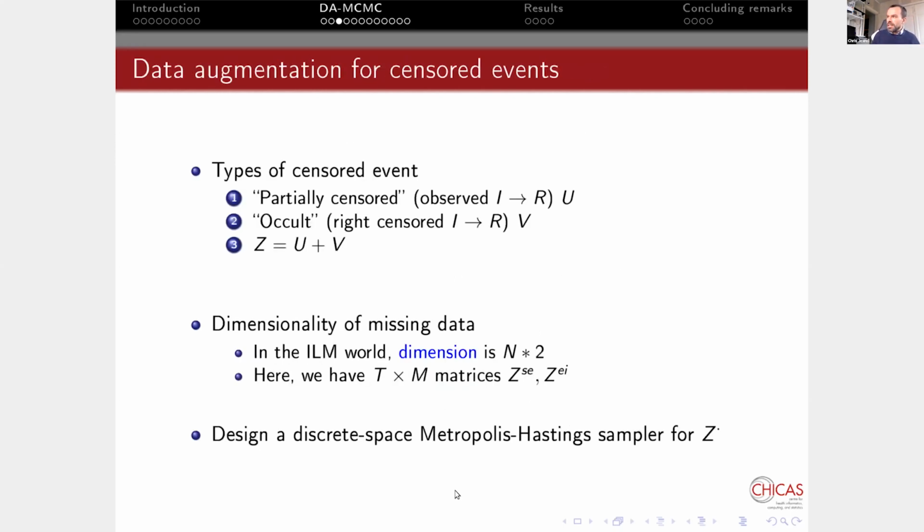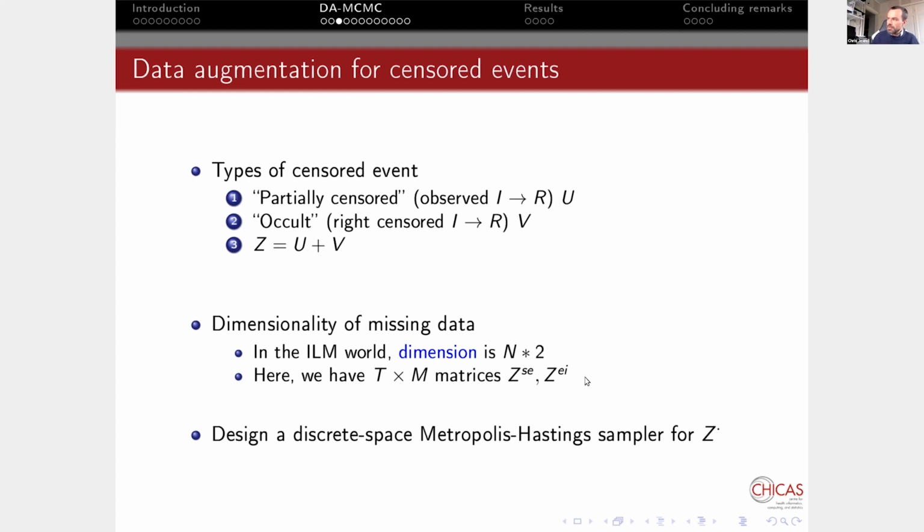There are two types of moves that you can do within this missing data. As I said earlier, we have this concept of partially censored data. These are event times that you know exist, you just don't know quite when they happened. And also these occult or completely censored events, events which might have happened, but because we haven't observed the I to R yet, we don't know how many of those events exist, let alone when they happened.